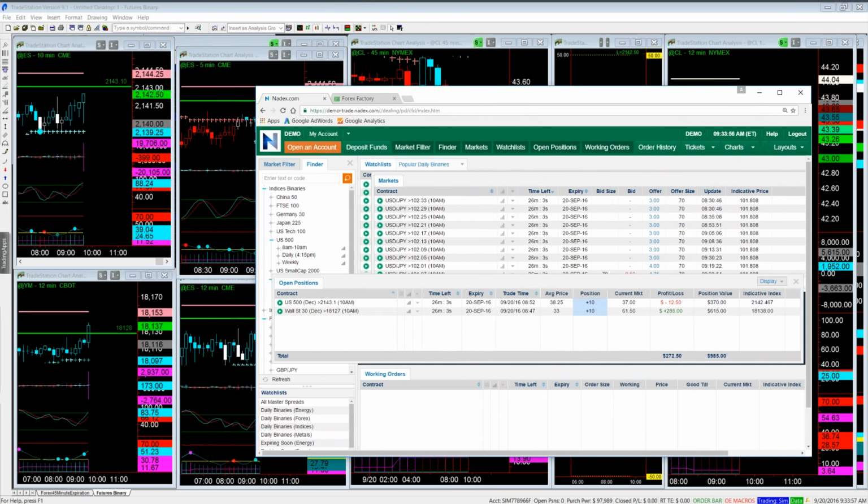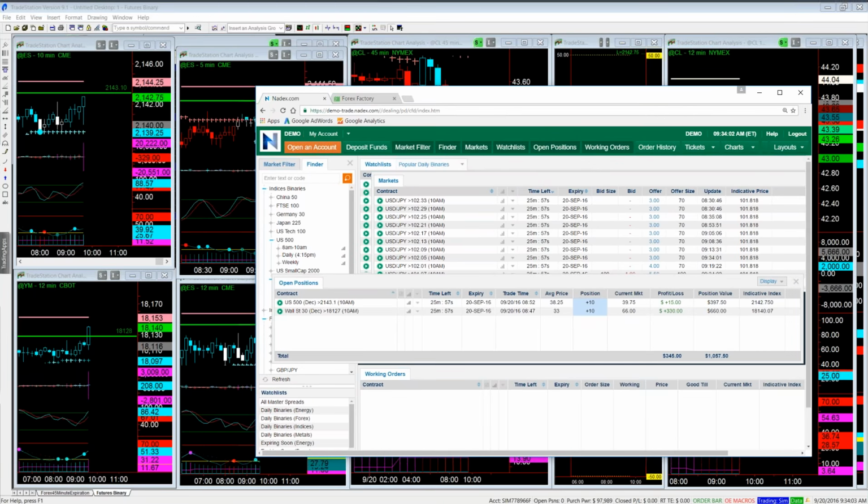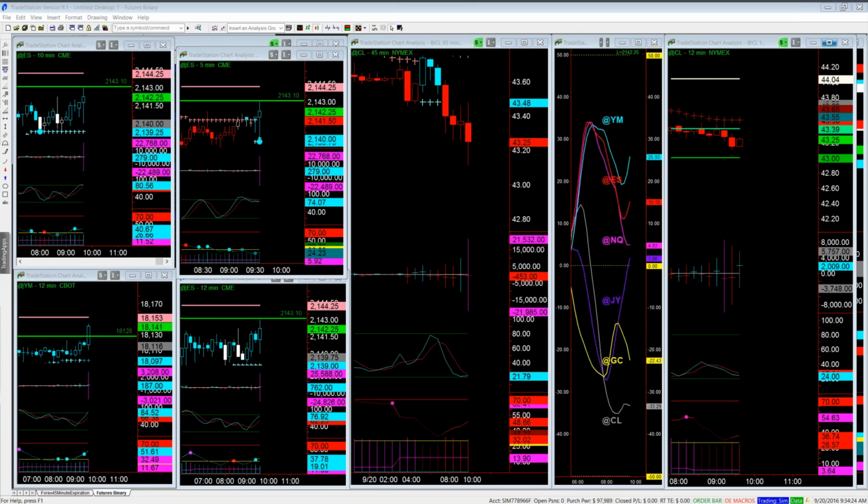Now on this one, if this gets to 66, you've made 100% on that binary. So now you've made 100%. Anything above 66 is greater than 100%. Normally I put profit targets in, but I'm just not doing it because I'm in a demo today.